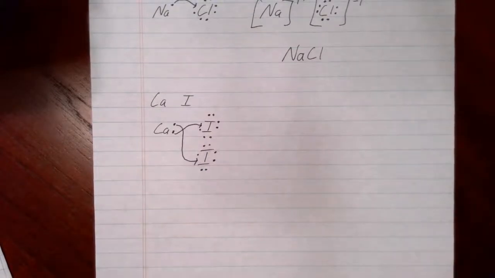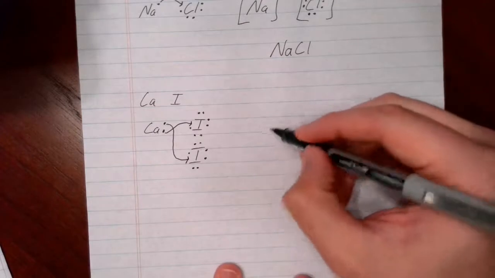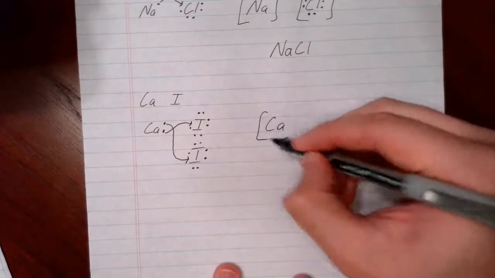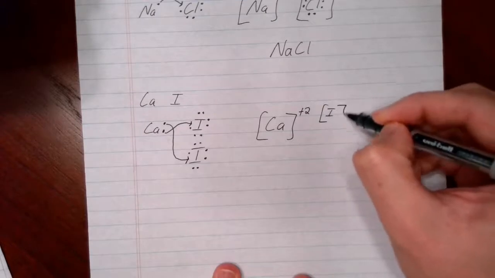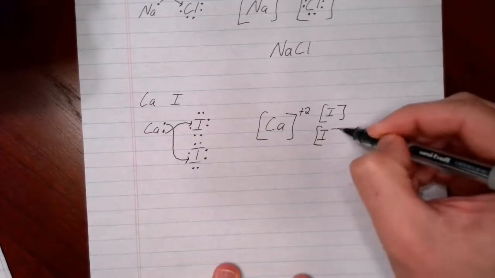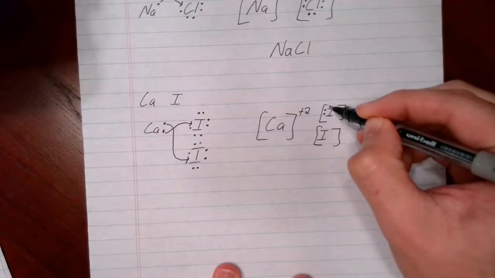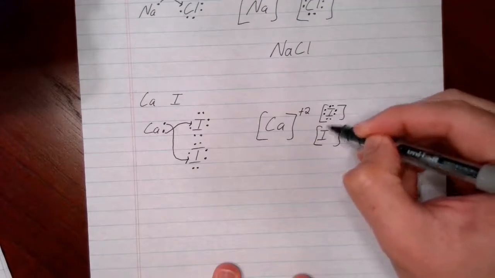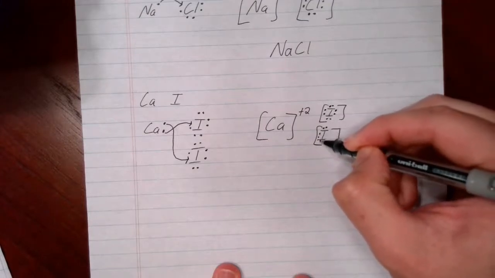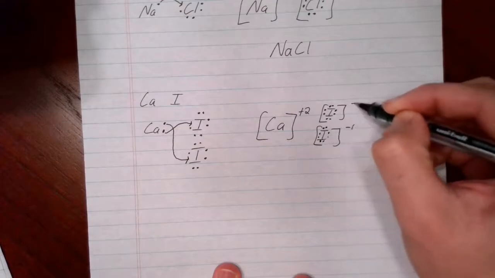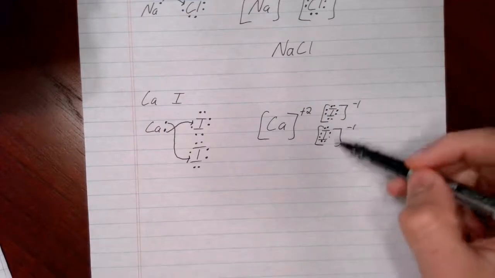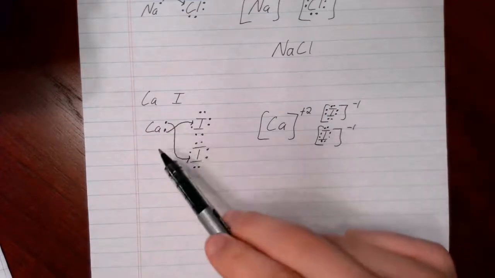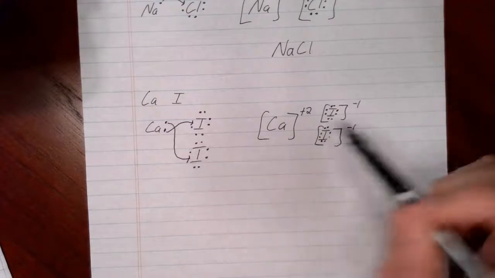And there, I shouldn't have crossed arrows there, but I did. So now after this transfer, we have a calcium with a +2 charge, and we have 2 iodines, each with 8 valence electrons, each with a -1 charge there. Okay? So hopefully you see why we needed 2 iodines, because calcium had to lose 2 electrons, and each iodine can only accept 1 electron.